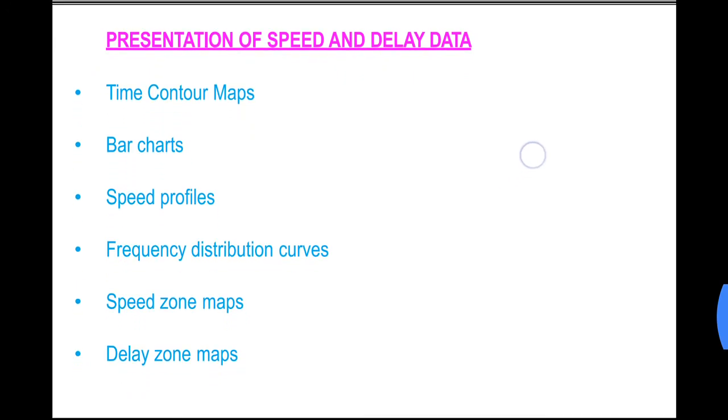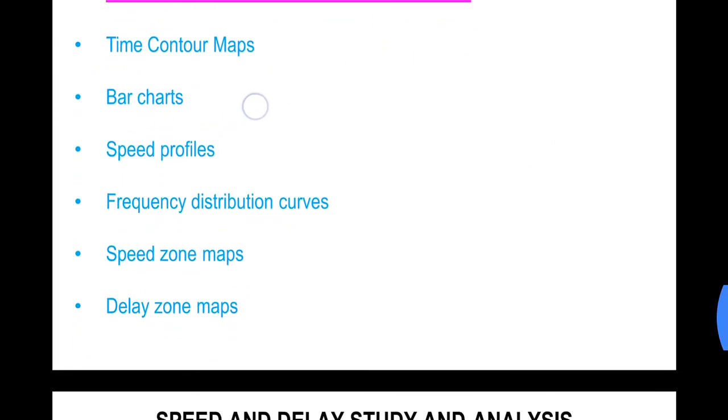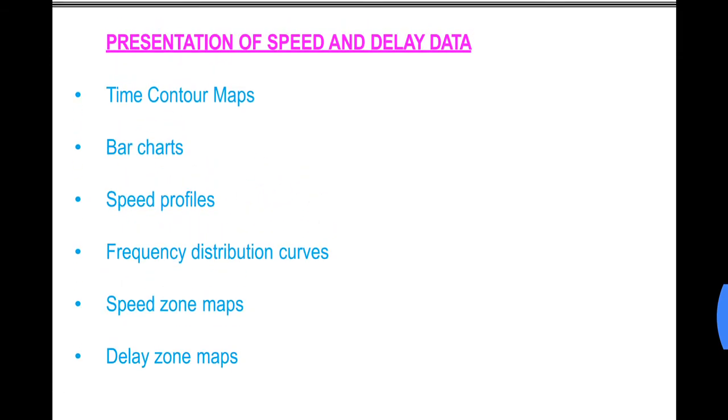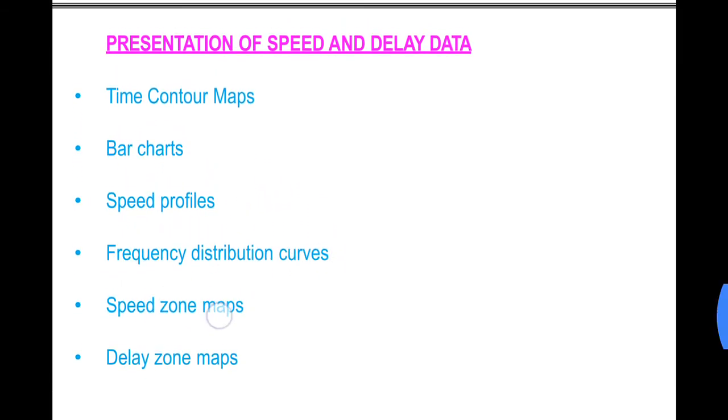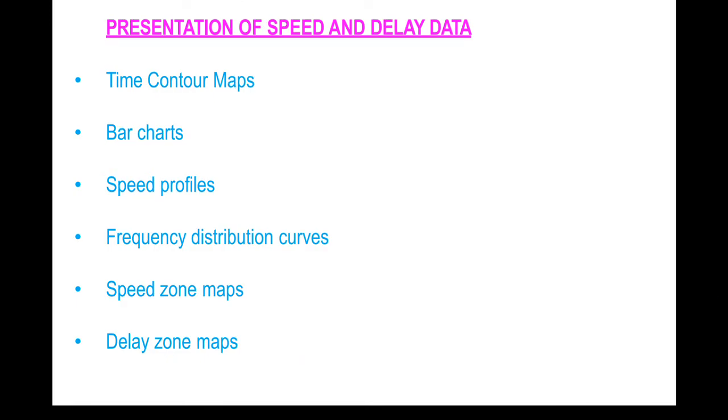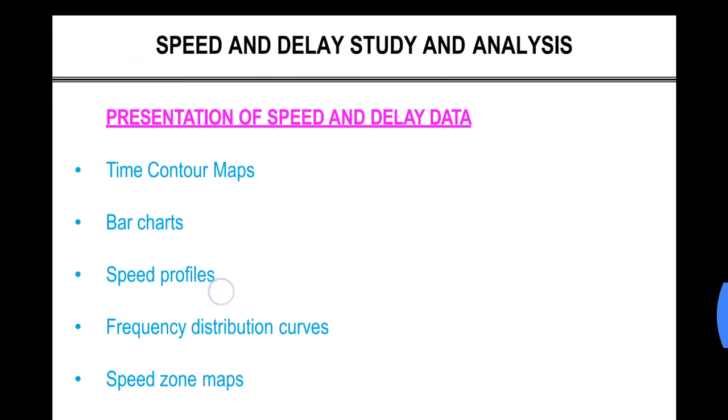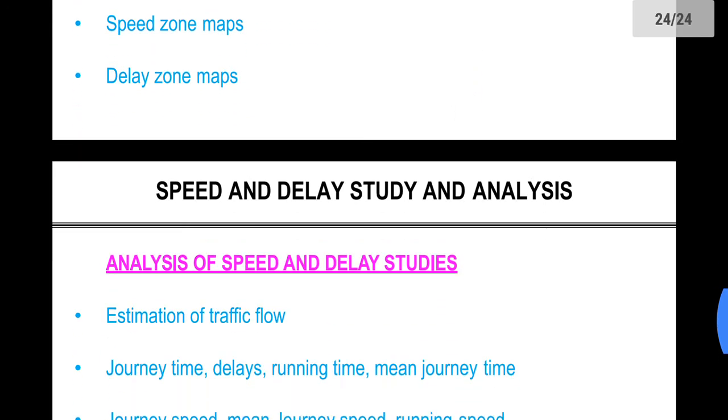Now this data can be presented in either time contour maps, bar charts, speed profiles, frequency distribution curves, speed zone maps or delay zone maps. These are a few ways of representing this data.